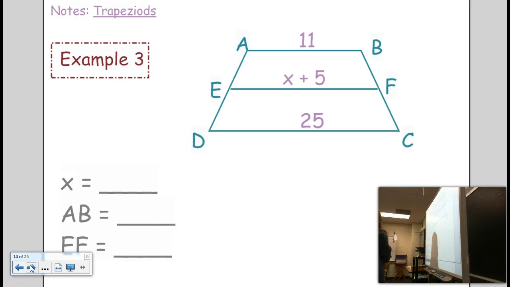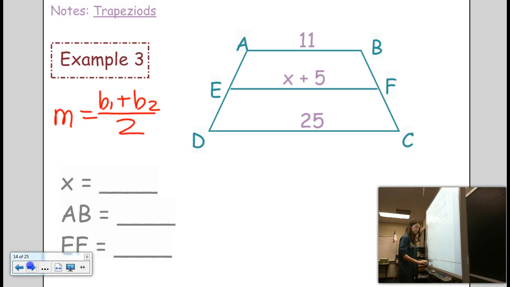Solve this one. Go. Add your bases and divide by 2. And that will equal your mid-segment. You have a formula. You should have written this on your family tree. Mid-segment is base 1 plus base 2 divided by 2. You should be writing something down on your page. Write the equation down on your page. Don't go straight to your calculator.